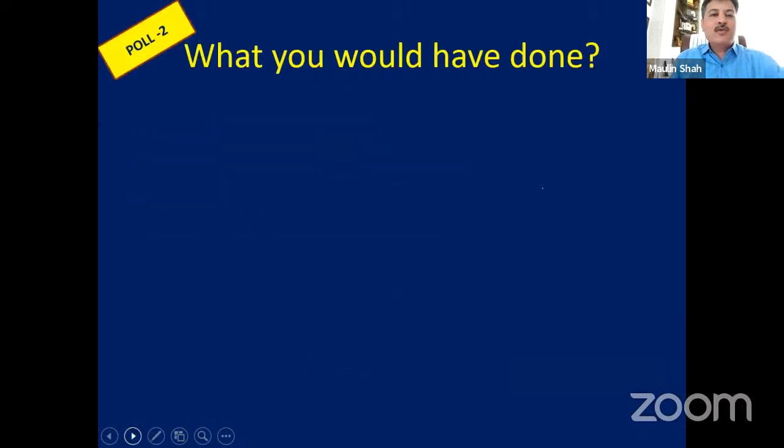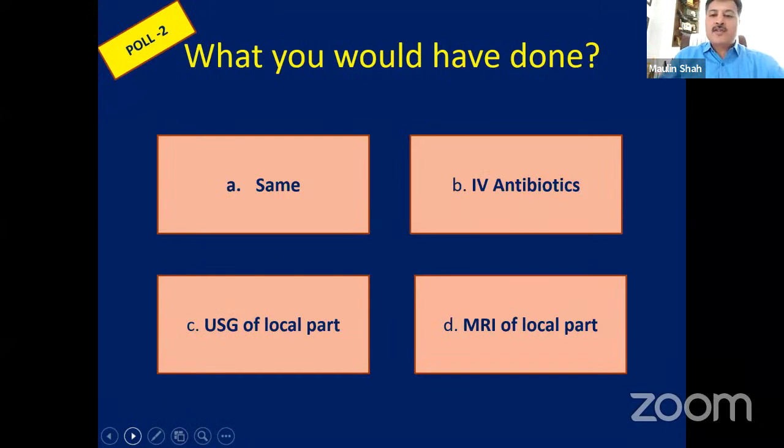So now poll two: what would you have done in this situation? Let me give you four options. You would have done the same, referred this child to a surgeon, given IV antibiotics, or investigated? Gaurav says MRI. Chinmay is of similar opinion. Sheenam, Puneet, Dr. Neeraj Bhai, yes. And Raman said, I would do IND and if it is communicating with the subperiosteal space, I would drain it.